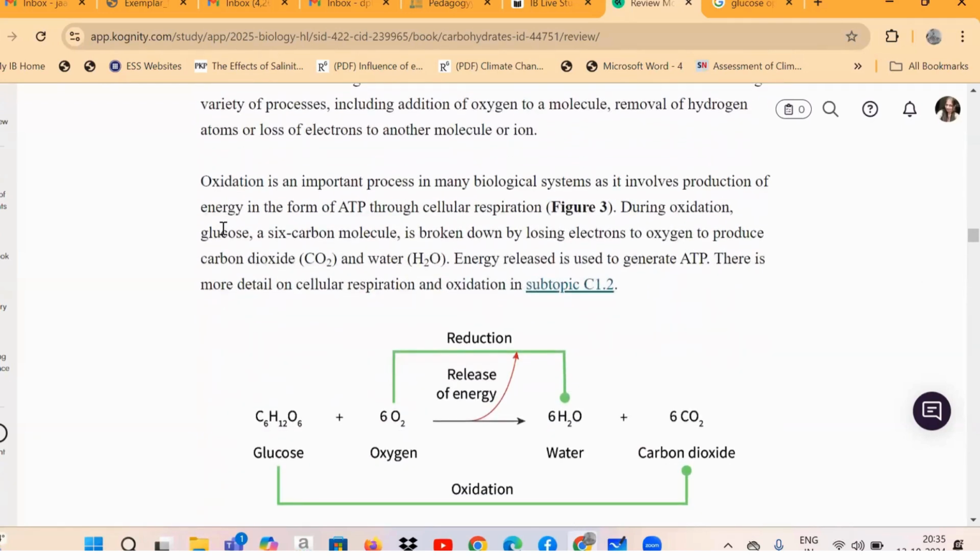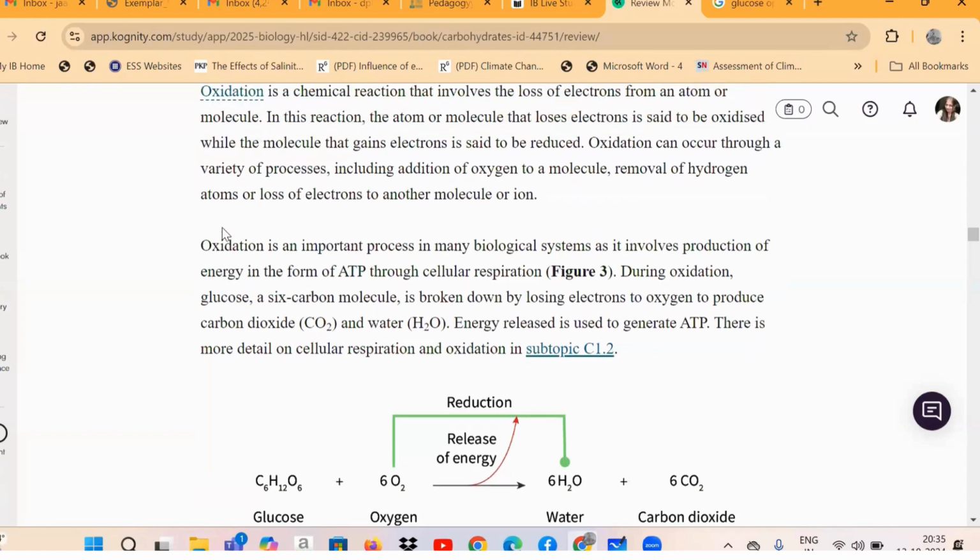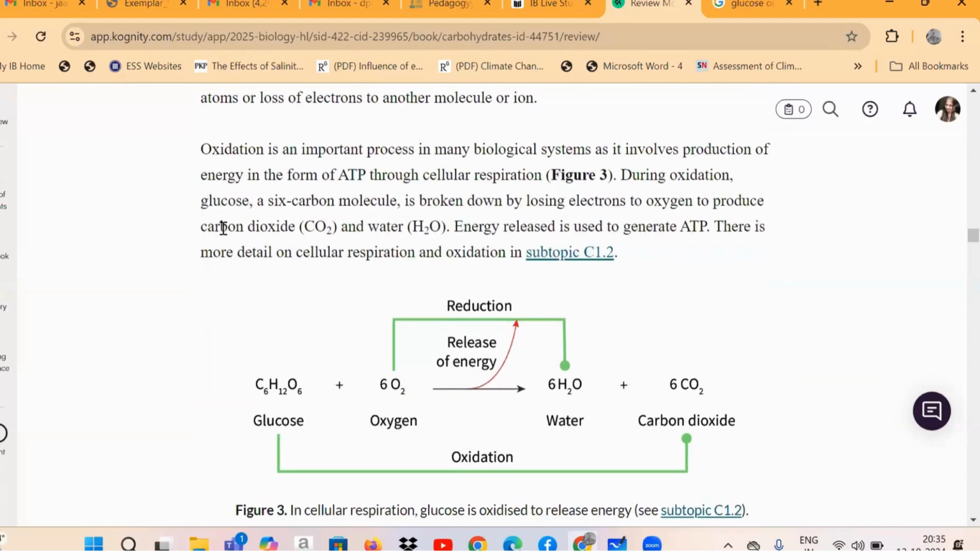Oxidation is the addition of oxygen, or the loss of electrons. Here you are able to see the oxidation of glucose. Glucose is getting oxidized in the presence of oxygen. This is a very important reaction in terms of cellular respiration. It is addition of oxygen to a molecule and removal of hydrogen, or loss of electrons. So it's an oxidizing molecule.